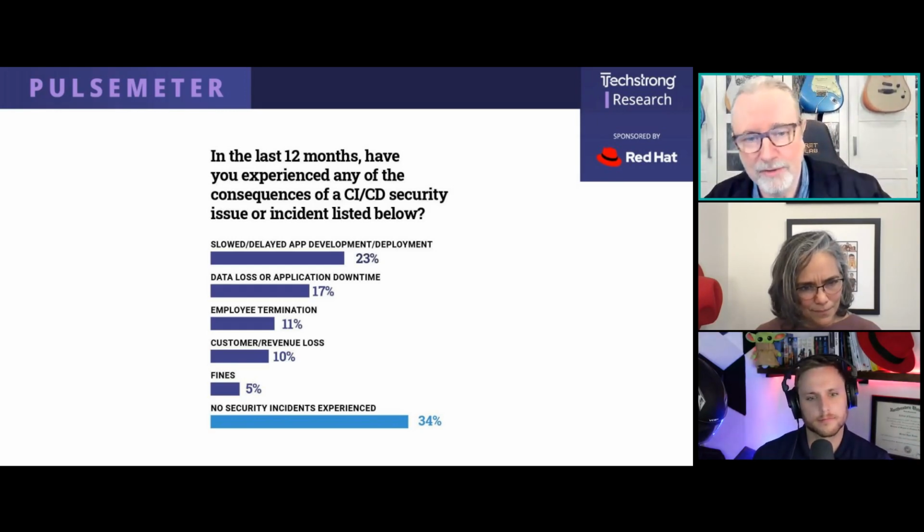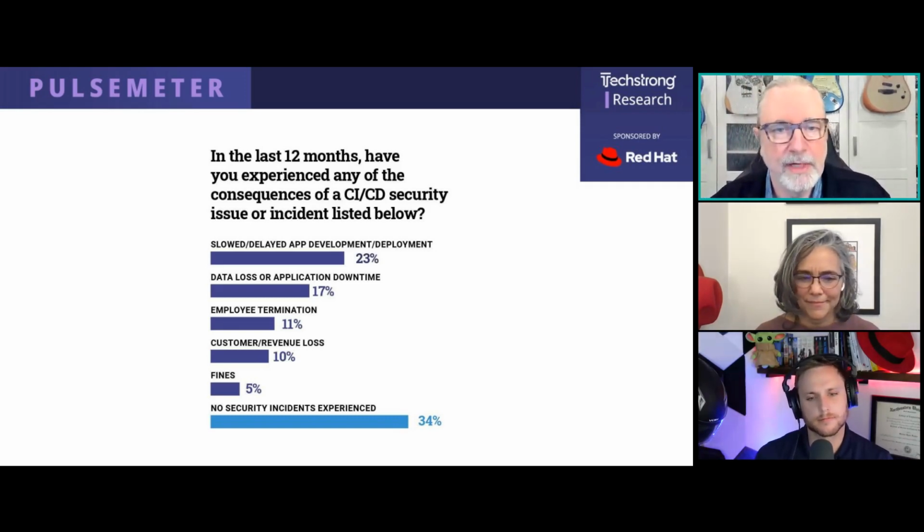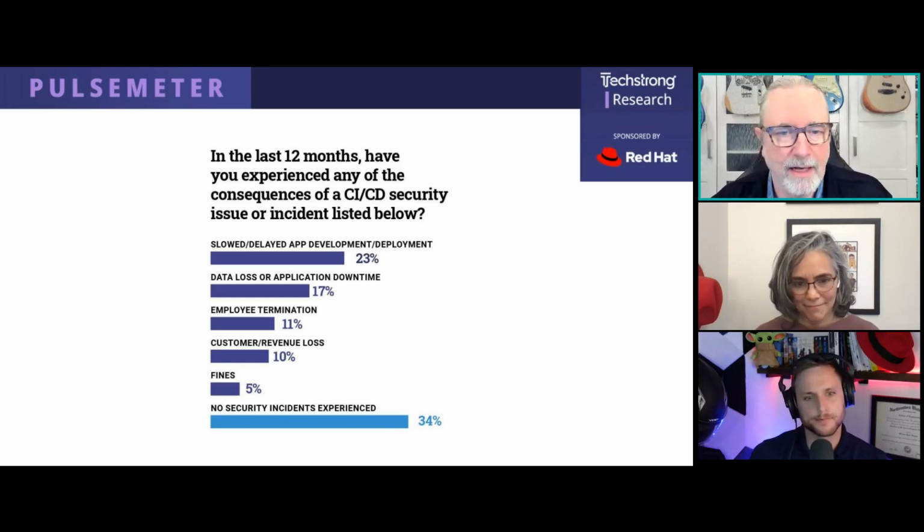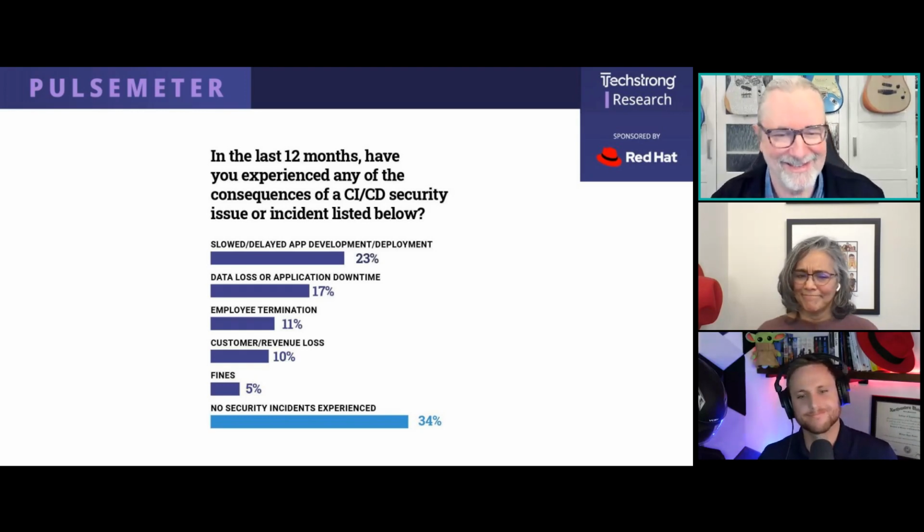Now, at the bottom, of course, there's 34% said we haven't had any, so no issue. But others said slowed and delayed application development, data loss, application downtime, employee termination, 11%. I'm kind of surprised at that. Customer revenue loss, 10%. Fines, 5%. That's interesting from a regulatory perspective. What do you all think of this data?